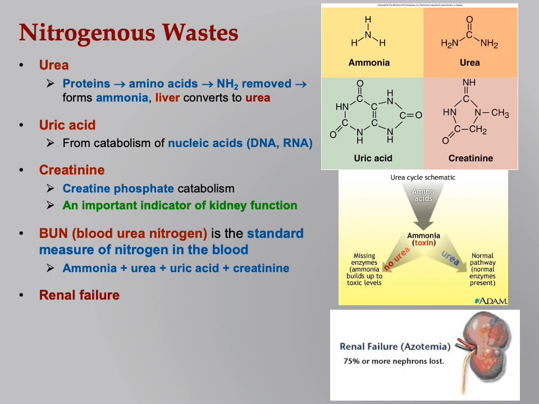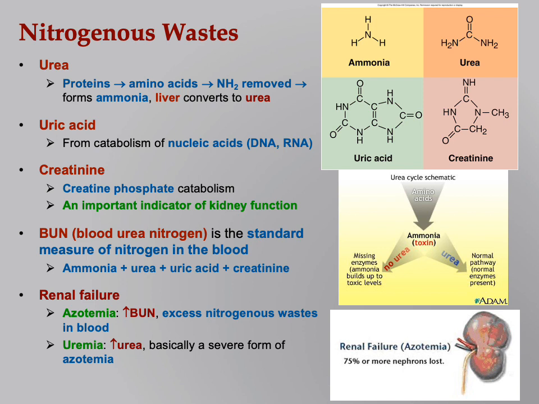Renal failure. So what happens here is, as I mentioned before, you've got like 1 million nephrons per kidney. Well, when you start losing nephrons, that's basically the start of kidney failure. And the percentage of nephrons you've lost is roughly your percentage of kidney failure. So there in the bottom right, you see renal failure, azotemia, 75% or more nephrons are lost. That means you're down to like 25% kidney function. Azotemia, that means your BUN is too high, too many nitrogenous wastes in your blood. Uremia, really high levels of urea, basically a severe form of azotemia. Those are good terms to know. Azotemia, uremia. You'll see that in your clinical practice.